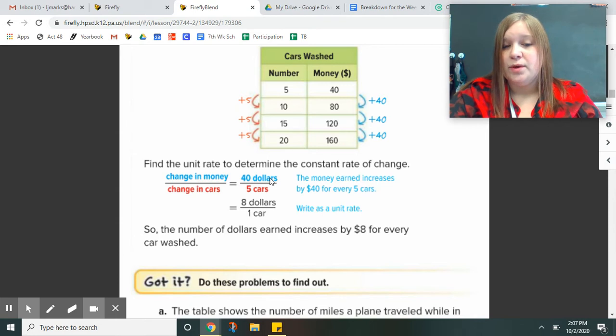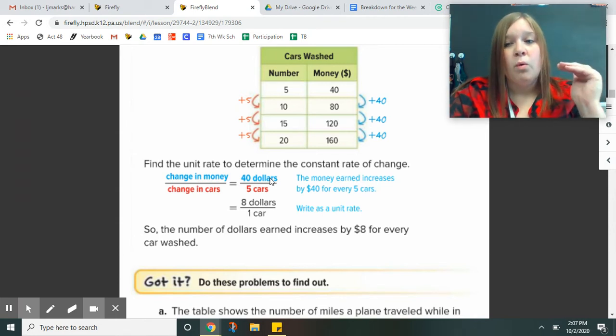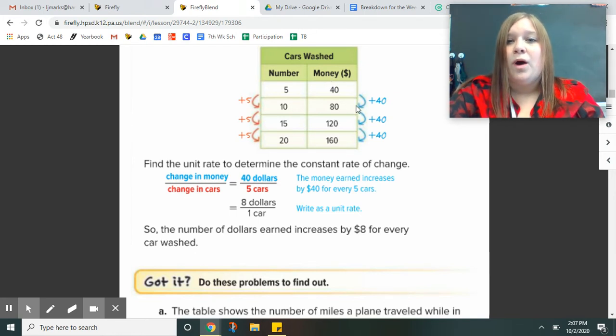And that's because when we are graphing, we use an X and a Y, and Y is always the number on top. So the first column here will be our X. The second column will be our Y, and the Y is on top. So if the Y is changing by 40, then that means the 40 goes on top in your fraction. If the X is changing by 5, then that's what goes on the bottom in your fraction.